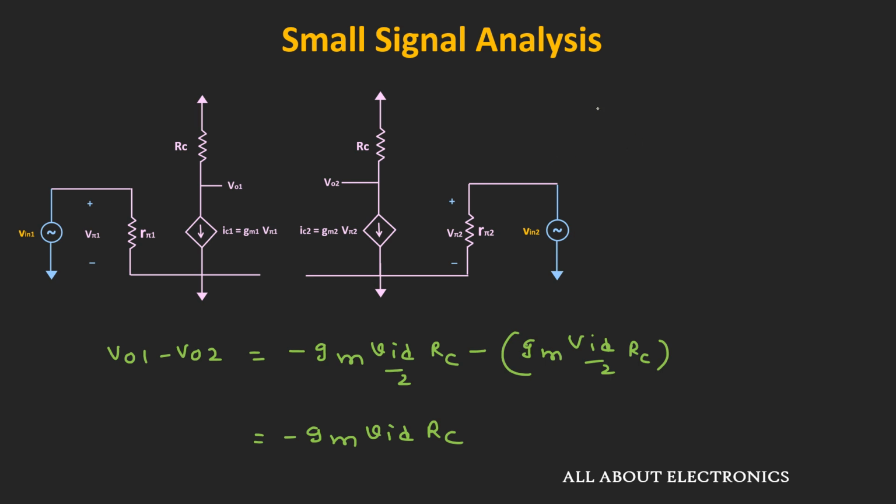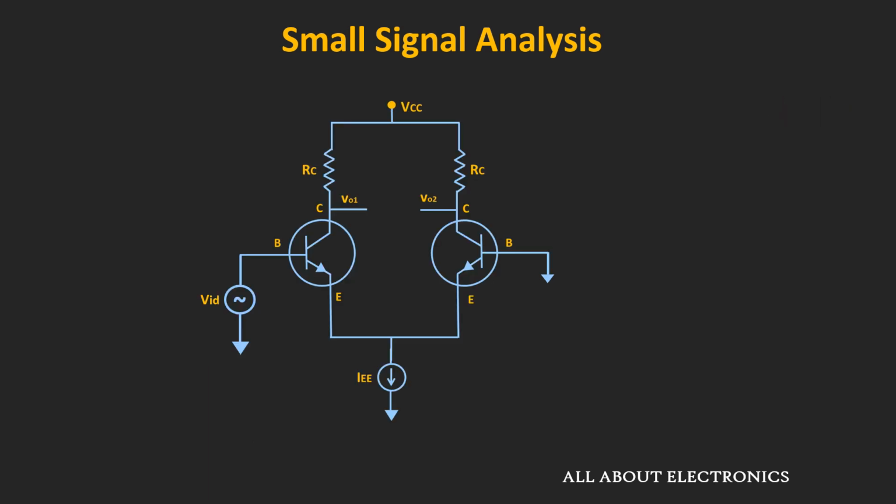And the differential gain AD, that is VOD divided by VID, or the differential output voltage divided by differential input voltage, will be equal to minus Gm times RC. Now many times the input is only applied at the one end and the second end is grounded. And it is the case of the single-ended input and the differential output. So in this case also, the differential gain will remain the same. So let us see how.